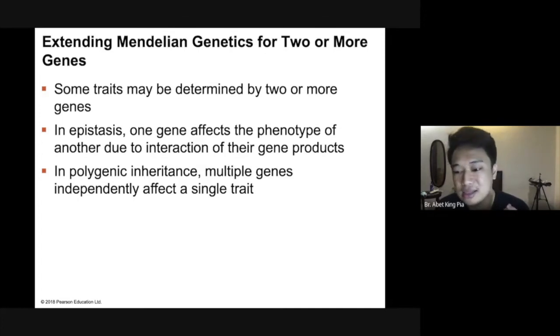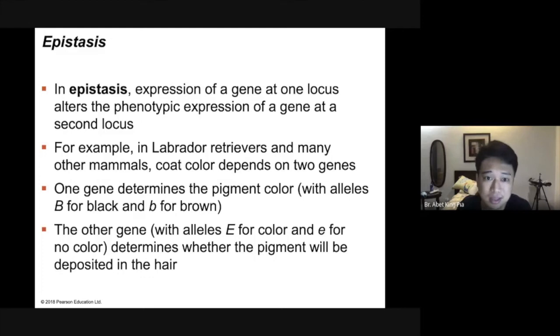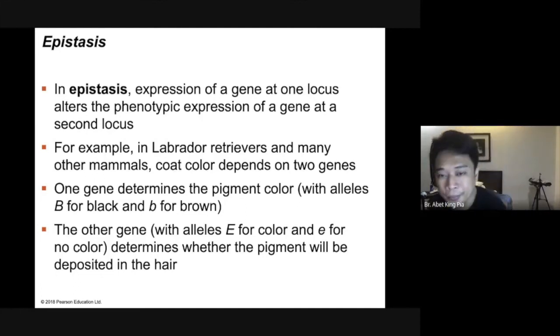Polygenic inheritance, ang example natin dyan, basta lumampas ng dihybrid cross, mga trihybrid cross na yun, above, yun yung polygenic inheritance. Tapos isang trait lang yung pinag-uusapan natin. So in epistasis, expression of a gene at one locus alters the phenotypic expression of a gene at a second locus. Okay.